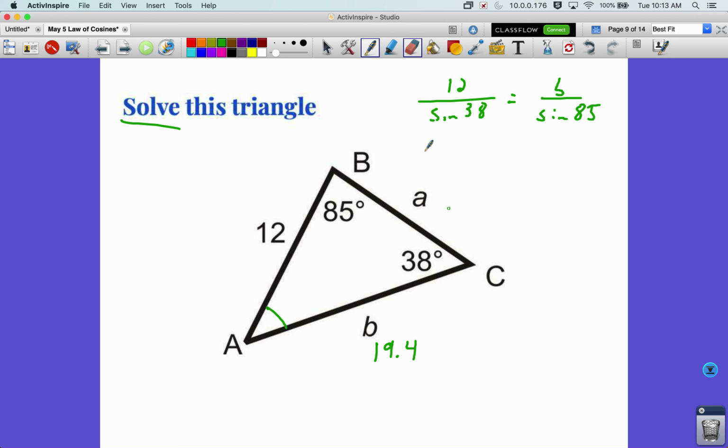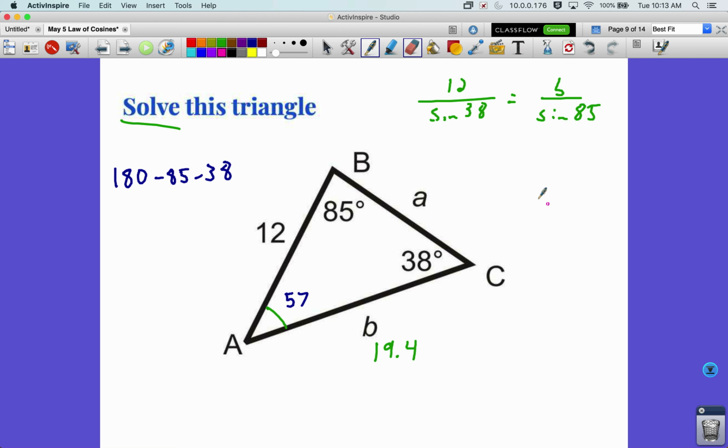Then we could do, oh wait, actually, making all sorts of mistakes. We can just do the triangle sum postulate. 180 minus 85 minus 38. That'll give us angle A. Then we can do law of sines. Not that law of cosines would have been wrong, but it does take a little bit longer. So that gives me that this angle here is 57.